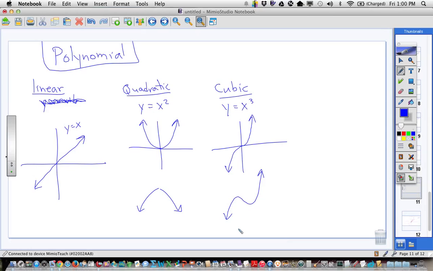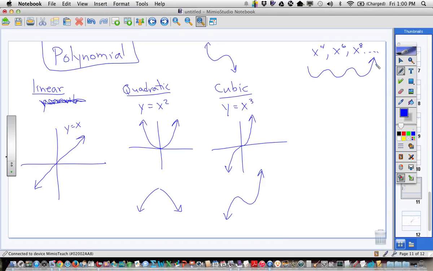Now, what happens if it's a negative leading coefficient? The tails go opposite, right? But the thing is, when you have a cubic, the tails go opposite as opposed to a quadratic where the tails go the same direction. And, of course, we realize that whenever we have an even degree, x to the 4th, x to the 6th, x to the 8th, etc., those are going to have tails going the same direction.